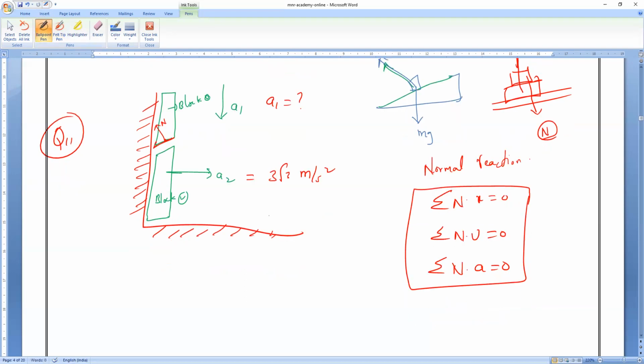Now first one, block 1. Block 1 alone I will draw down. Normal is acting in this direction. I forgot to mention it also: the angle here is 30 degrees. How much is the angle, everybody? 30. Now here if it is 30, then here also how much? 30 degrees. Mention it with a different color so that you can understand.